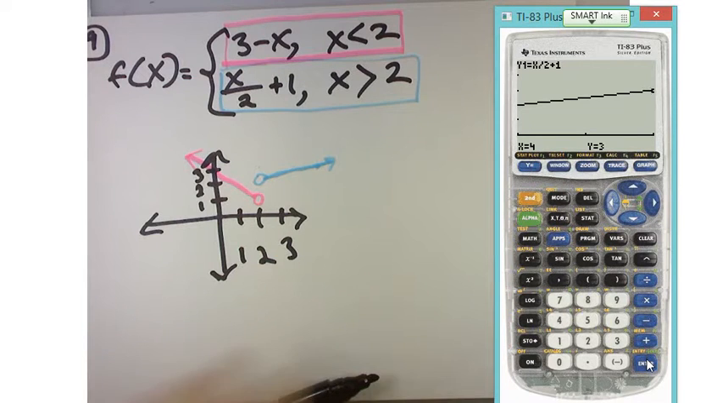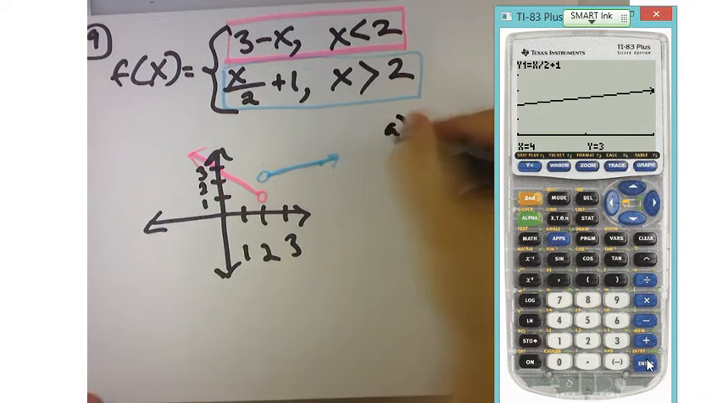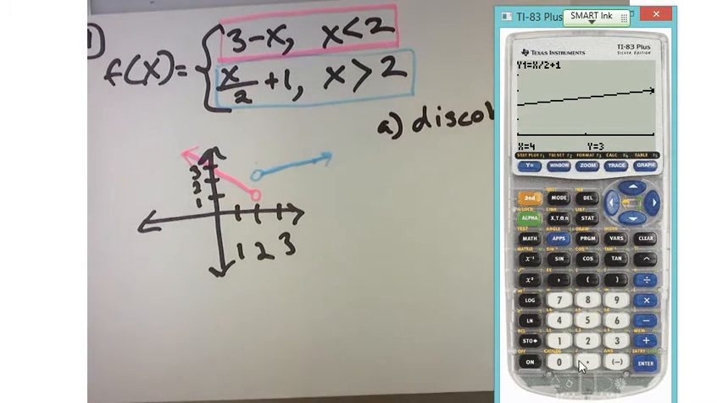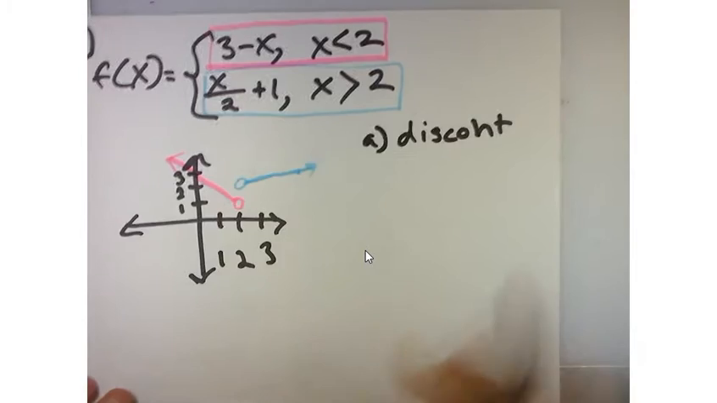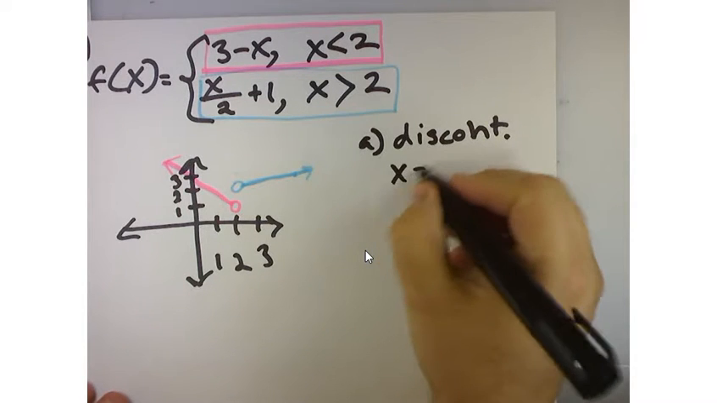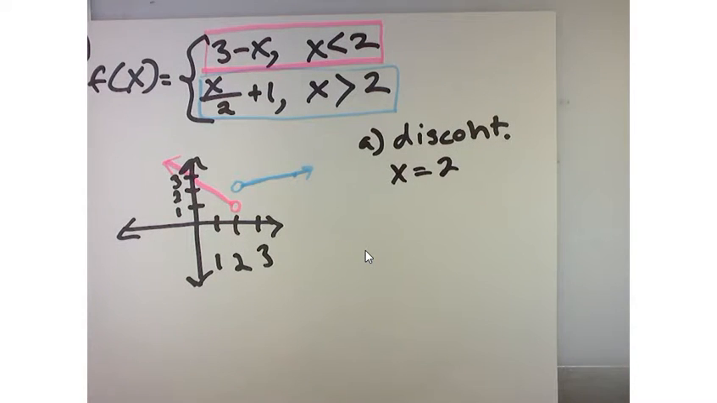So now here's the question that I have for you guys. We know that, so that's part A. Discontinuous, I know you guys can't see that at all. Discontinuous at x equals 2. Is it x or y? X. This is my x.